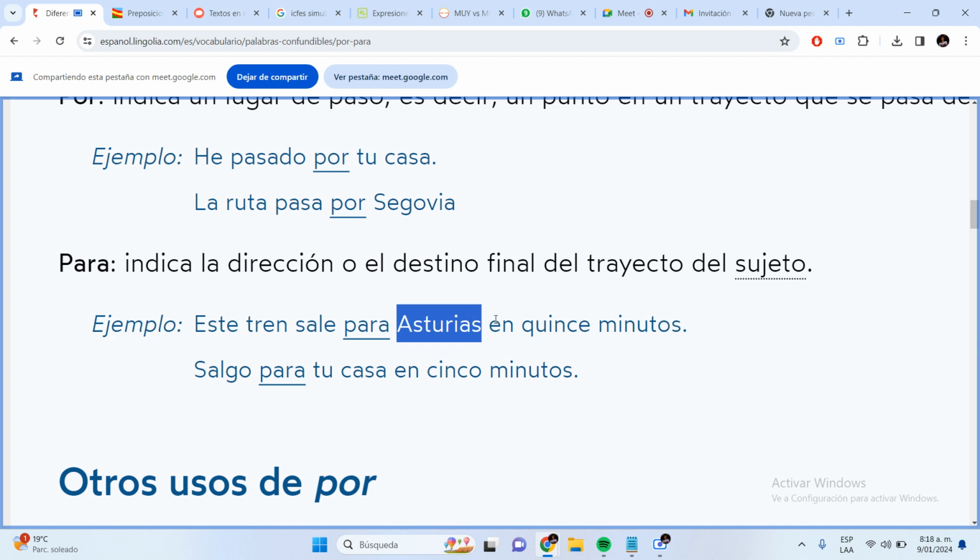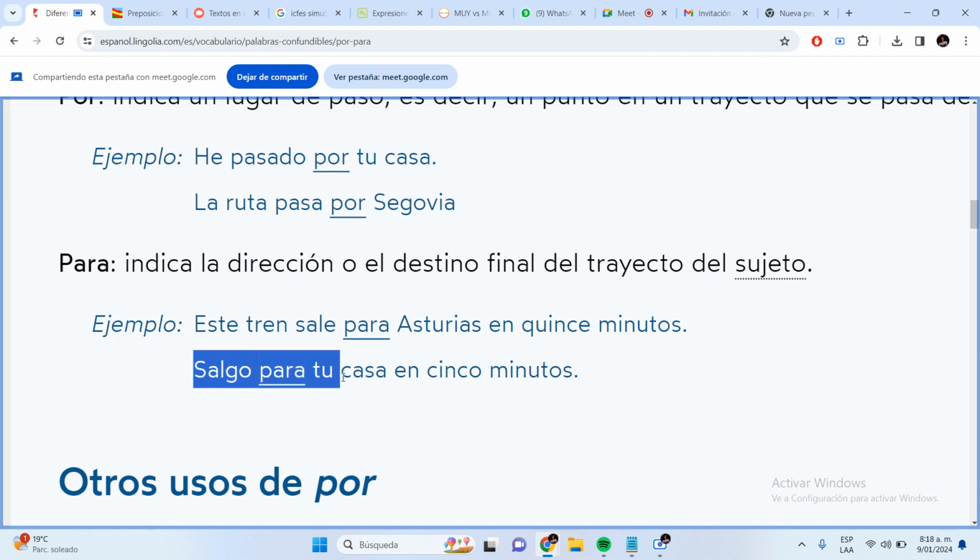If I take that train, I'm going to end up in Asturias. Another example, salgo para tu casa en 5 minutos. So I'm going to go out from my house to your house in 5 minutes. Para tu casa.